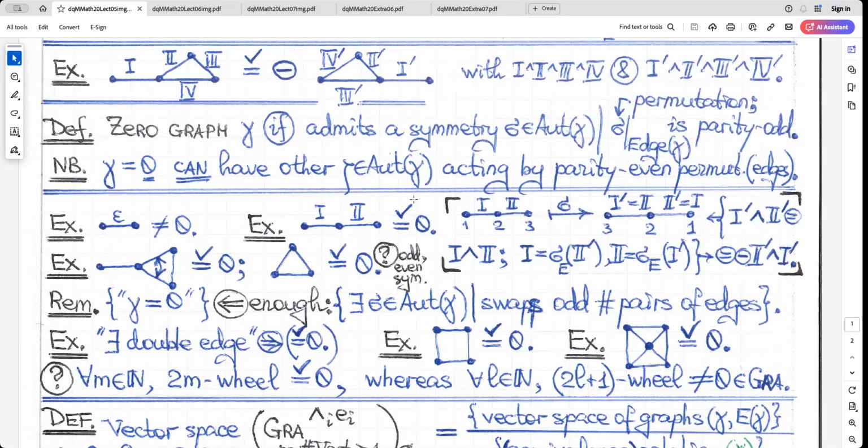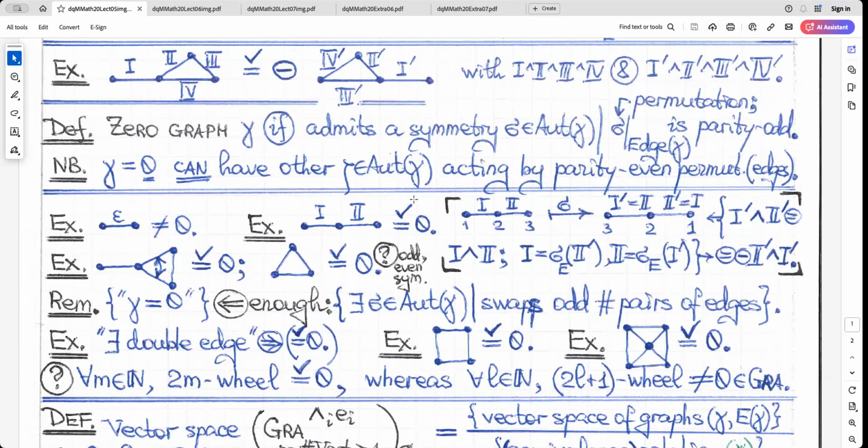Nothing depends on the labeling of vertices. Everything depends only on the ordering of edges. So suddenly we see that a graph with ordering of edges first and second is isomorphic to the graph with ordering of edges first and second here. So it is equal to minus itself. Indeed, there is an automorphism of the graph as a topological structure, which acts by a parity odd permutation on the space of edges. So it is zero.